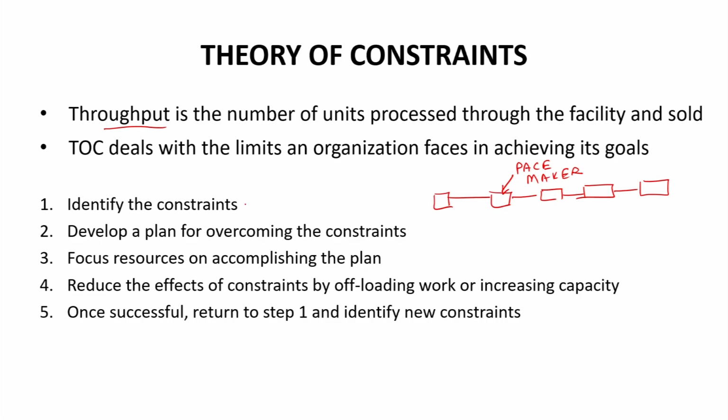So, we identify the constraint and develop a plan for overcoming the constraint, focus resources on accomplishing the plan. So, we provide as many resources as required for this, which is possible technically, and reduce the effect of constraints by offloading work or increasing capacity. Certain activities of this can be shifted to some other places, or we can have one more machine of this, so that this is unconstrained, but obviously then some other station will become constrained. On return to step 1, once you have debottlenecked this, then again you find out some other is becoming bottleneck, and work out for this. So, that is how the theory of constraint works in case of scheduling.